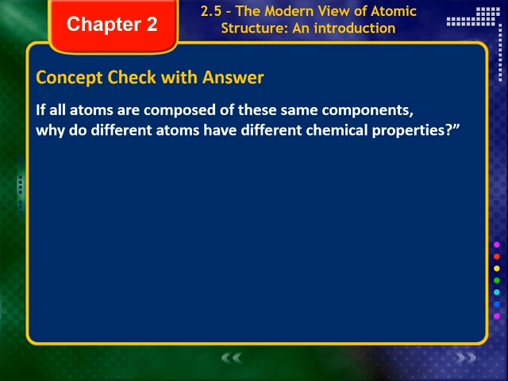Concept check. I'll give you the answer here. If atoms are composed of these same components, why do atoms have different chemical properties? If they're made of the same things, why don't they have the same chemical properties? Press pause if you need to. Come up with your own answer, because here comes my response.